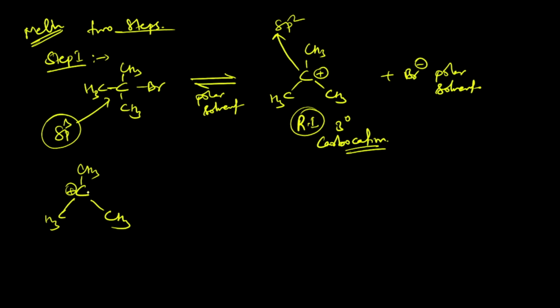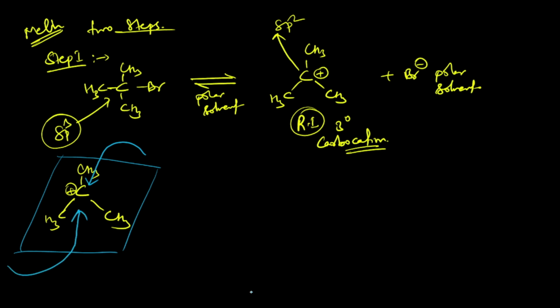So if something is planar, you have two faces. One will be your upper side face and another will be your lower side face. Suppose this is your page. From the top side, this is the top face, and from this side it is the bottom face, correct? This is your top face and this is your bottom face. Now your hydroxide has two ways of attacking this carbon, because it is planar.